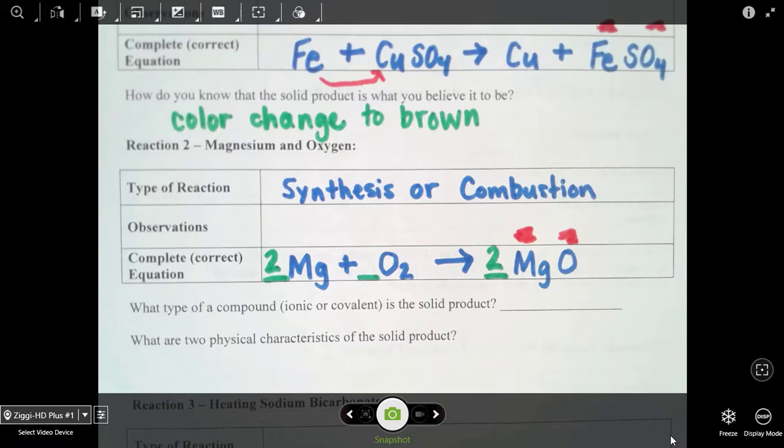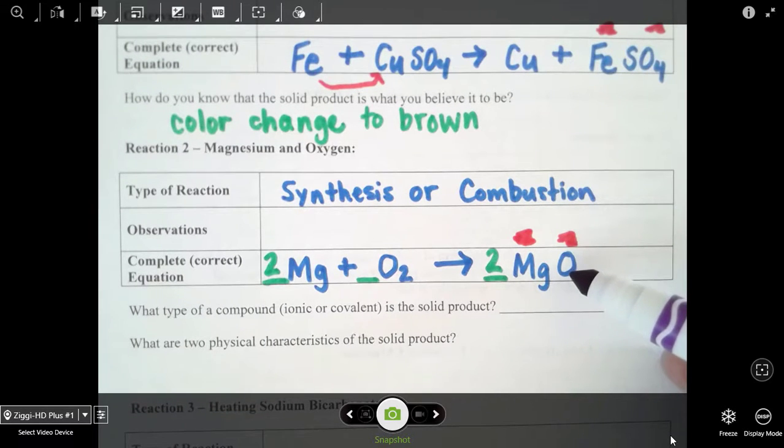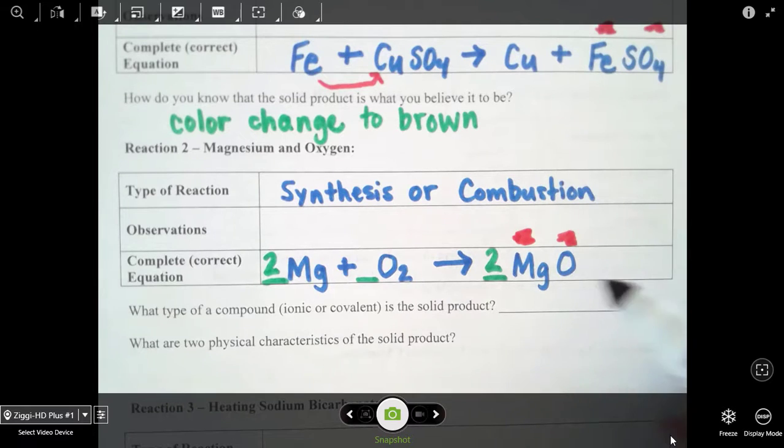Now let's answer the questions. What type of compound, ionic or covalent, is the solid product? Well, we only have one product, so I know we're looking at this one. How do you know it's ionic? Magnesium is a metal. Oxygen is a nonmetal. If you have a metal and a nonmetal, then it's ionic.